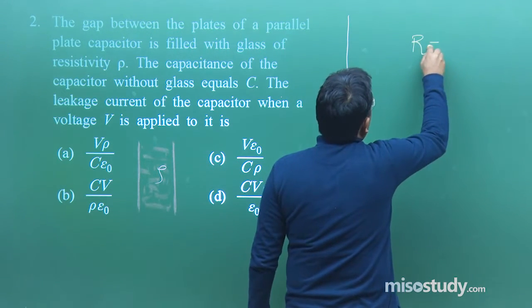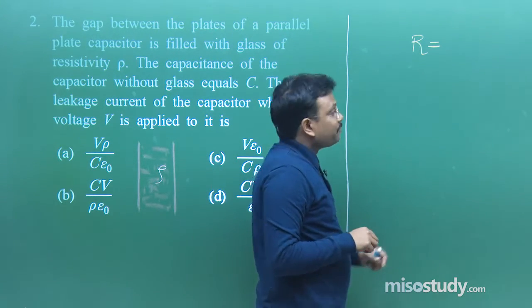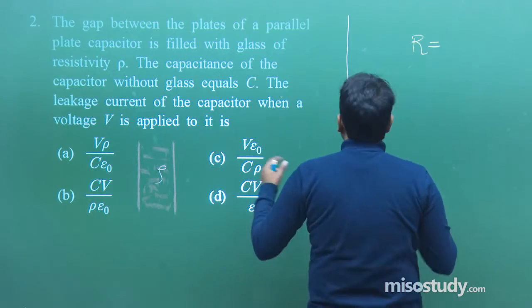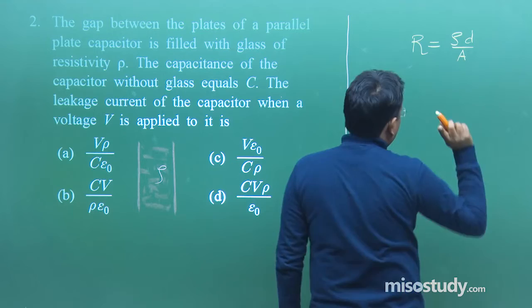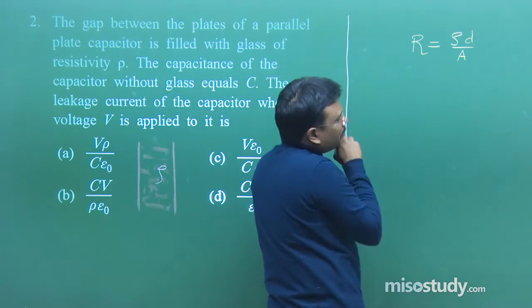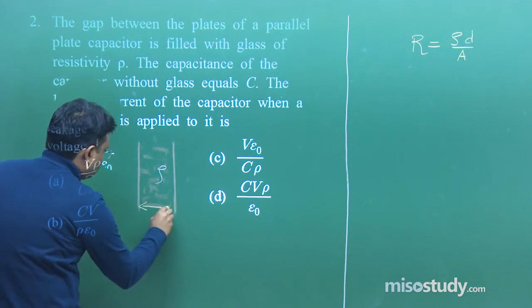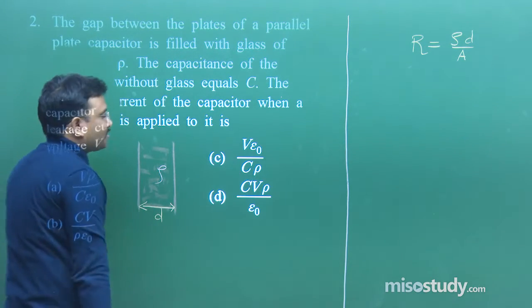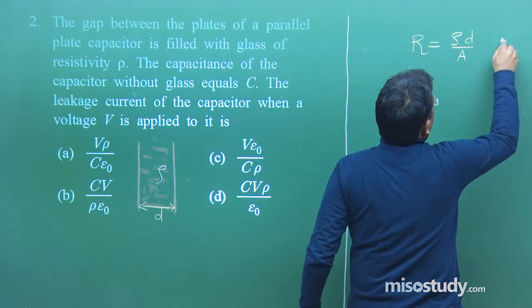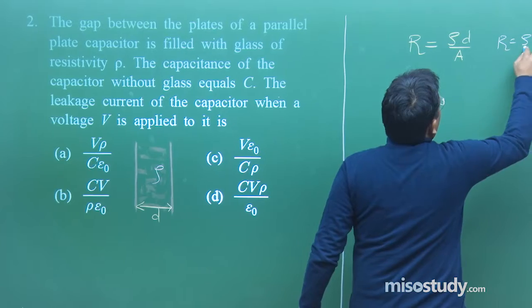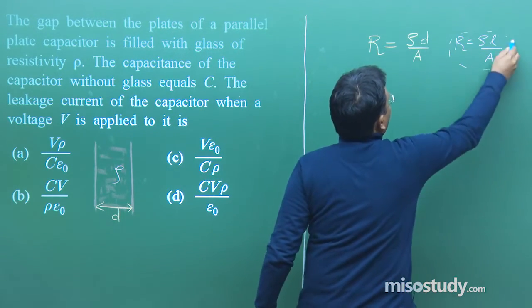R is equal to resistance, we have a formula rho L by A. So, rather than writing this, I am writing in the form rho D by A. I am sure few of you will be confused. What is the meaning of D? D is spacing between the plates. So, rather than writing R is equal to rho L by A, I use this formula because these values are given to me, fine.